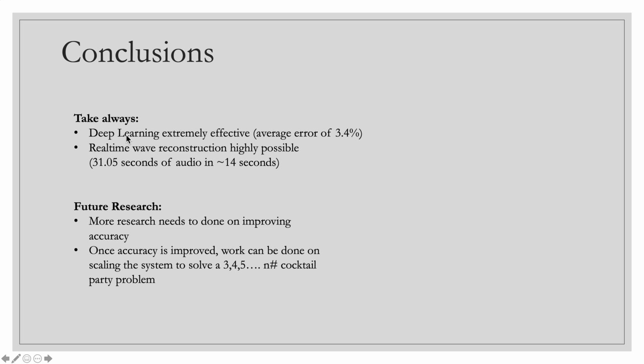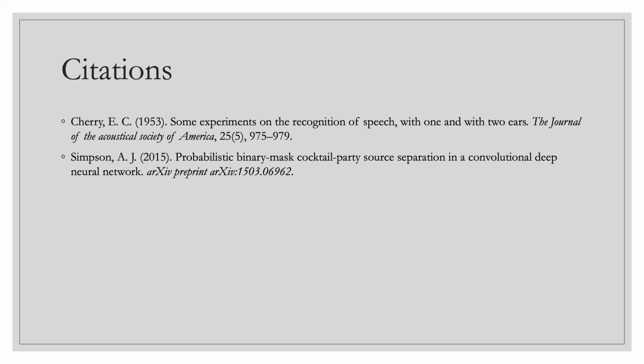You can also take away that deep learning is a highly effective method for this, average error of 3.4%. Now we need to get that error lower, because think about it. You listen to your favorite song, if it has an error of 3.4%, it's not going to sound good. So that's got to be improved. And once that's done, we can solve the cocktail party problem for an infinite amount of sources with future research. So here are my citations, and thank you very much.